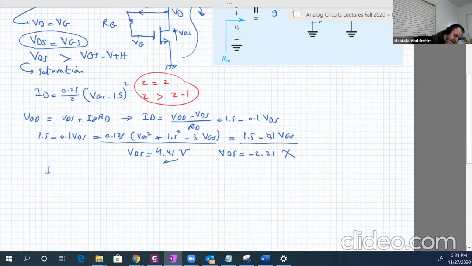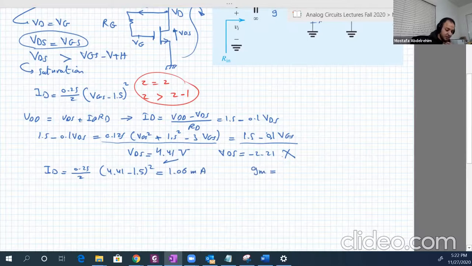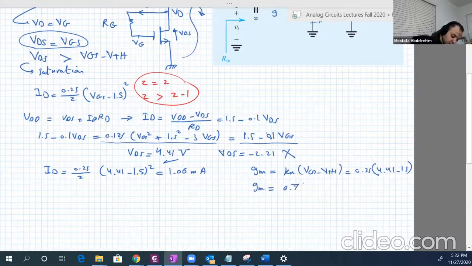We can calculate current now. ID is equal to 0.25 over 2, 4.41 minus 1.5 squared. This will give us 1.6 milliamperes. We can calculate also GM. GM is equal to KN VGS minus V threshold. So this is 2.4 and VGS is 4.41 minus 1.5. So GM will be equal to 0.73 milli ohm minus one.